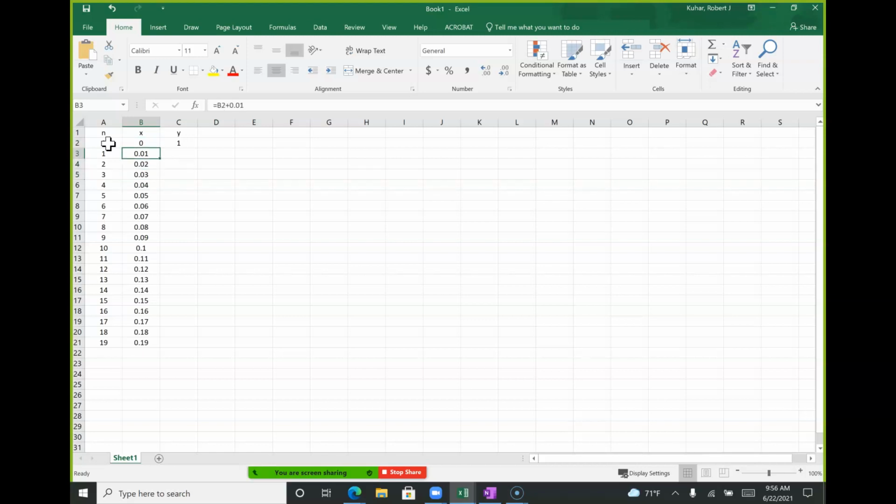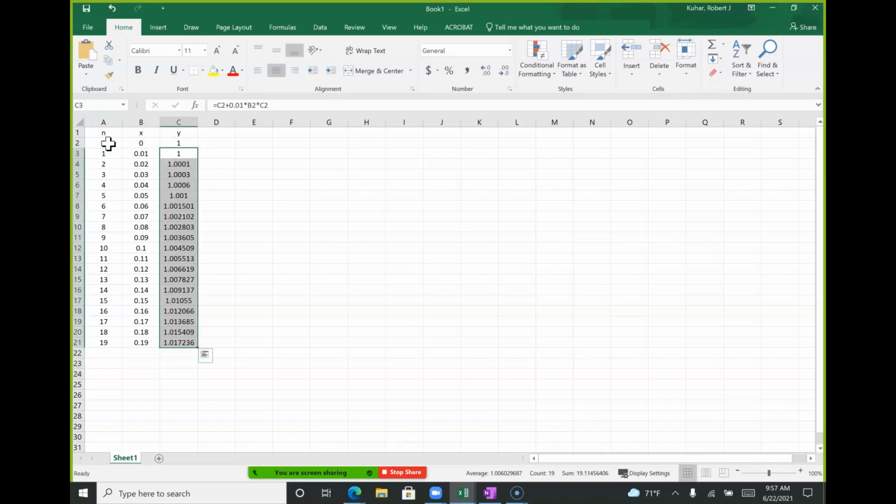And so for the next one, I'm doing Y next, right? And so I've got to do the previous Y, which is C2, plus H, 0.01, times the previous X, which is B2, times the previous Y, which is C2. And then that's going to give me my next few values.